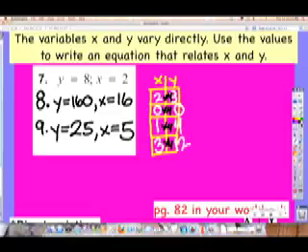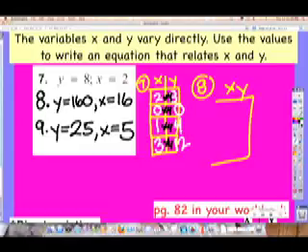Start with number 8. I gave you when y is 160, x is 16. So you got to figure out how to go from 16 to 160, multiply, and then put nice numbers in there and fill out the rest of the table. And then number 10 is the last problem on your assignment, and the table's already done for you. So look at the table and decide yes or no.